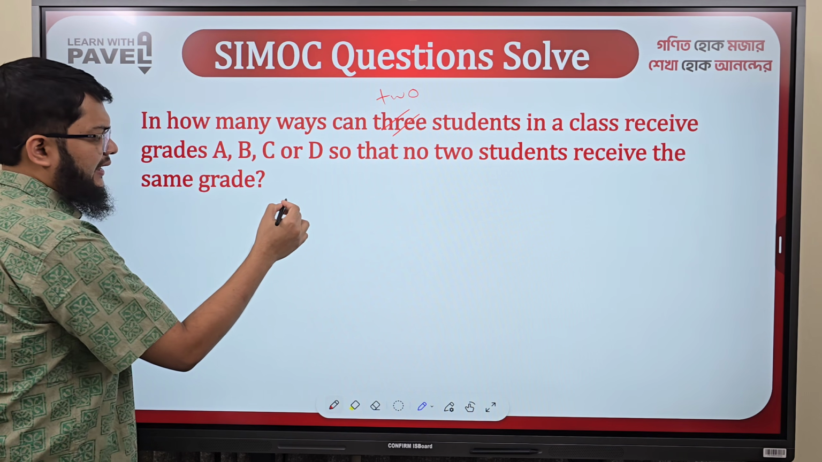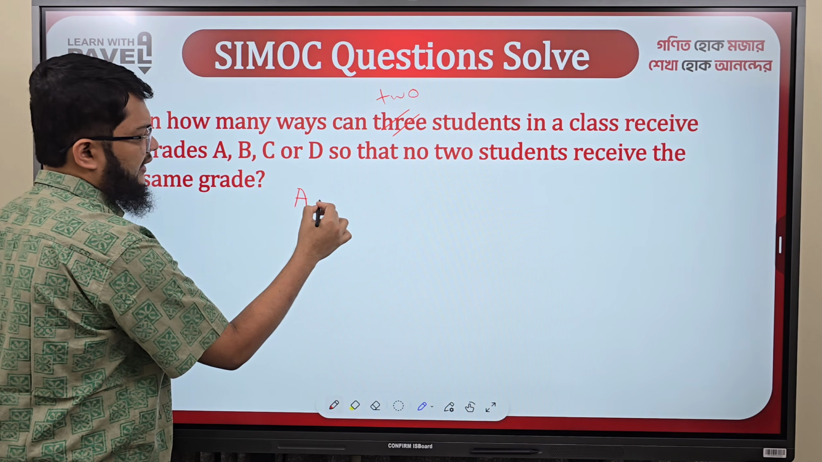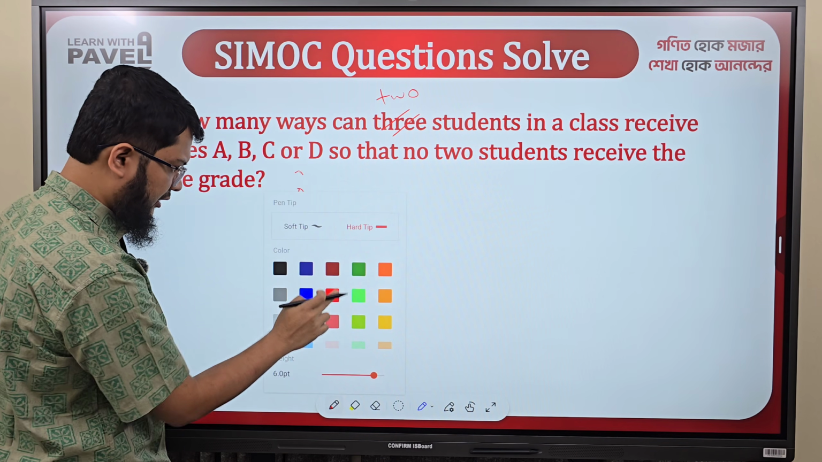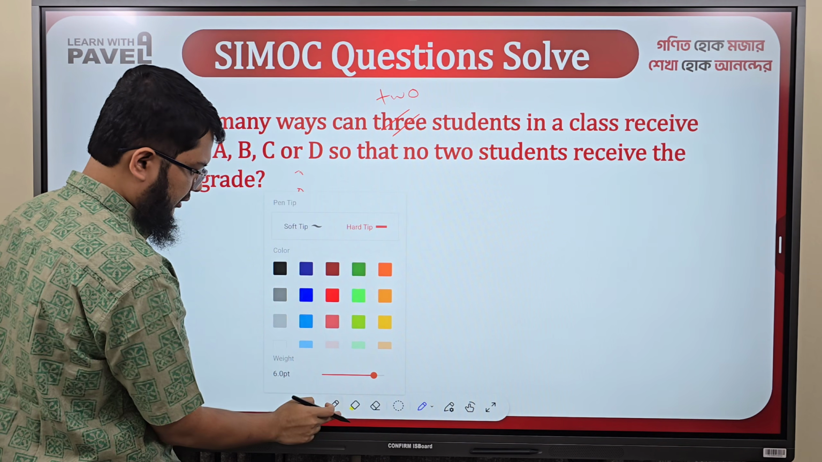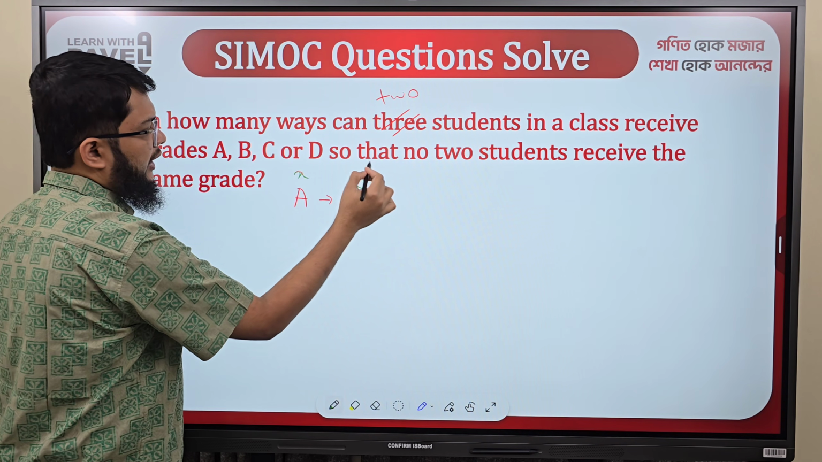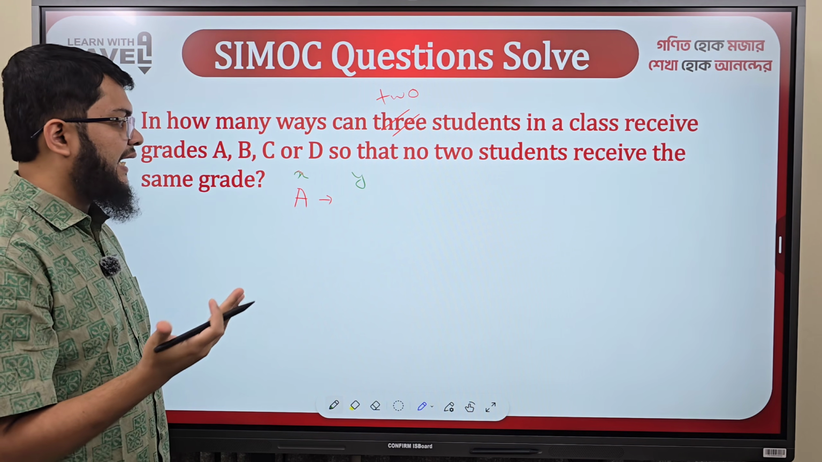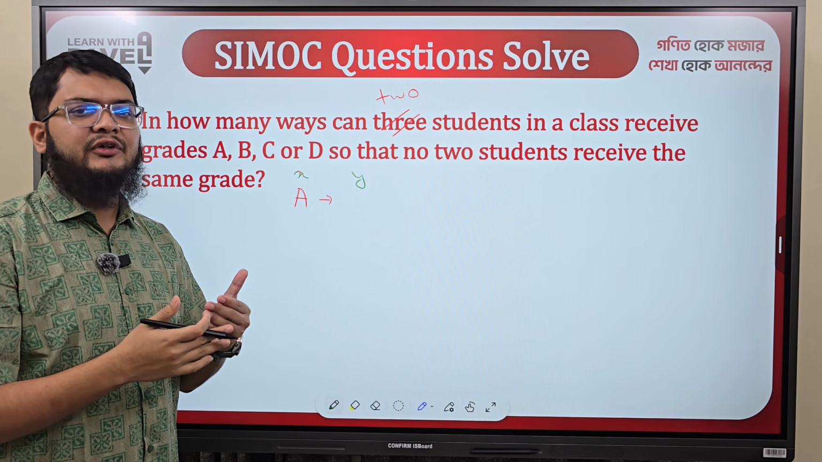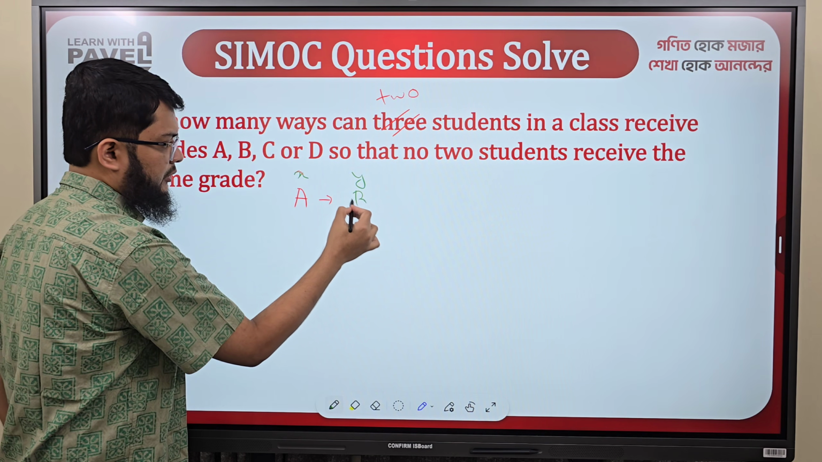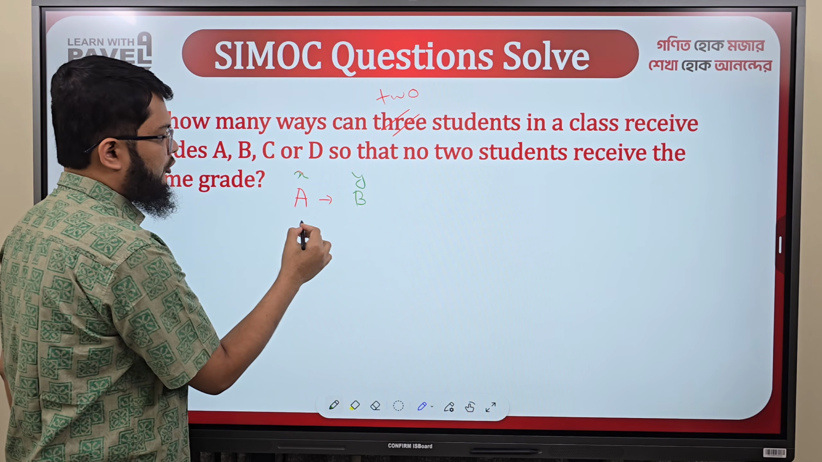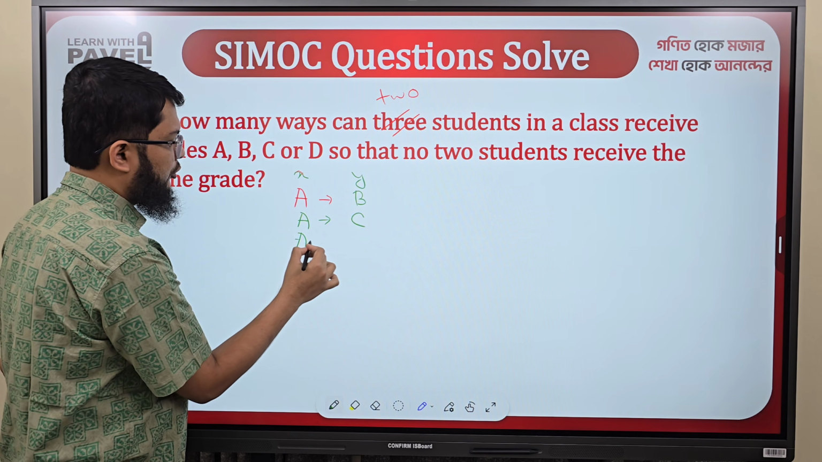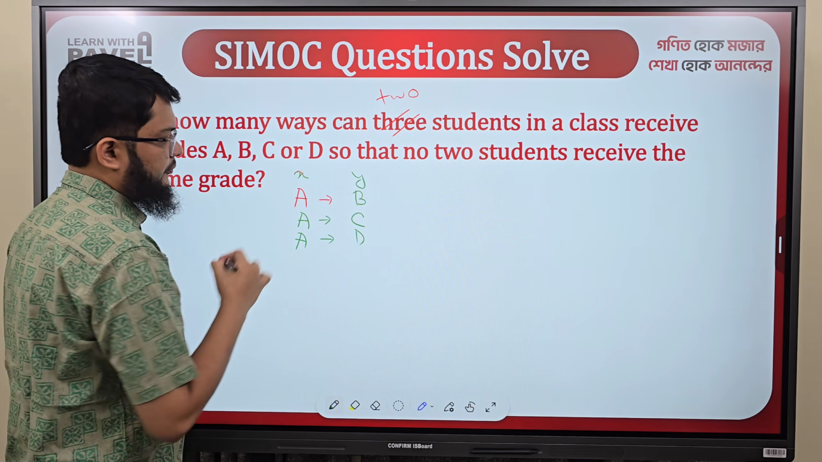If the first student gets grade A, what happens? Let us write student X here. Okay, let me change the color, say green color. So student X receives A, student Y cannot receive A, but he or she can receive grade B or C or D. So there are three possibilities. It could be A, B, it could be A, C, or it could be A, D.